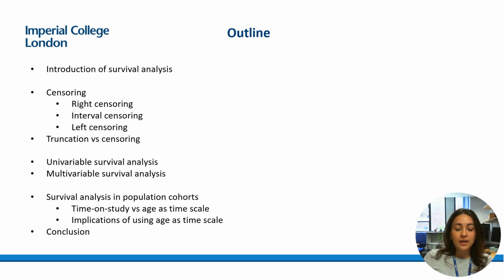and then the differences of using time on study versus age as a time scale, as well as what the implications are for using these two types of time scales and how the results may be impacted or different. And as well, just a brief conclusion on perhaps what is the best approach when using these large cohort data and when handling survival analysis with lots and lots of data.